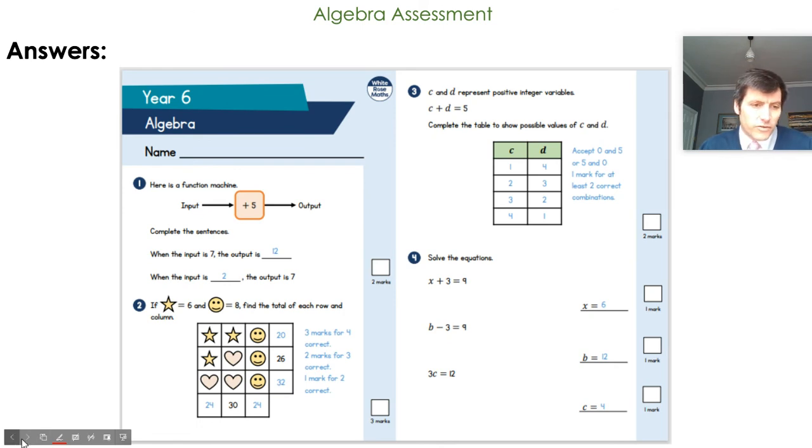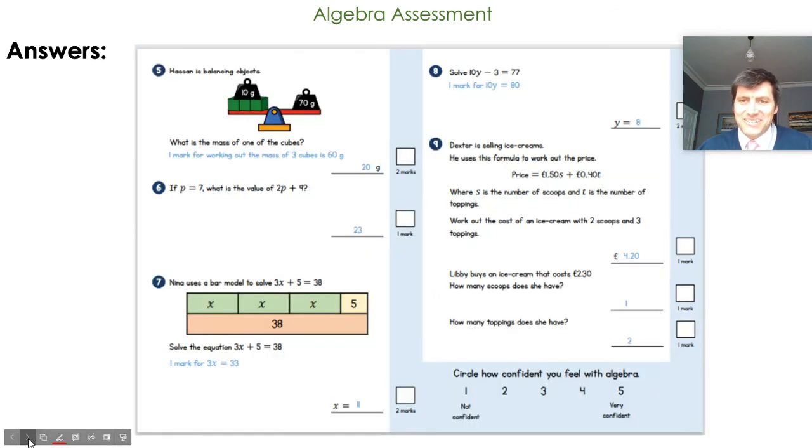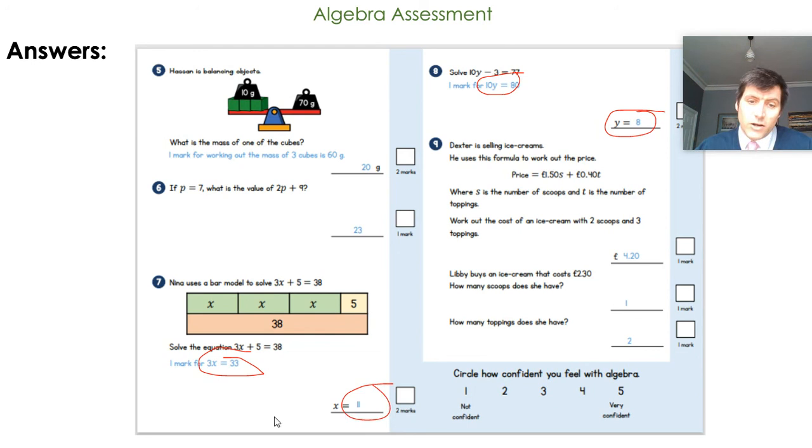So there we go, guys. Hopefully you can see all of your answers. I wouldn't have accepted 0 and 5 because I'm a grump and I don't think they count as positive integers. But if you've done 0 and 5 there, you could have got that correct. If you'd said that 10y equals 80, you could have got 1 mark, but you needed to get that y equals 8 for the 2 marks. And again here, if you'd said that 3x is 33, that would have been 1 mark, but for the 2 marks, you needed to say that x is worth 11. So you need to go through all the steps.